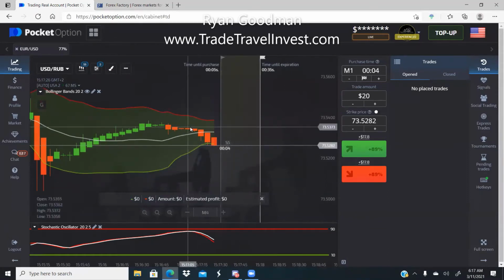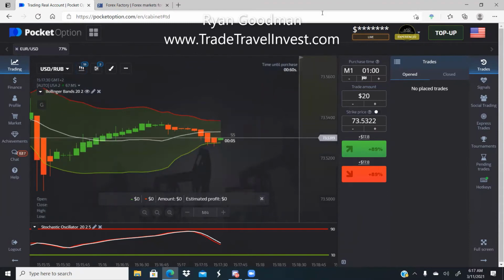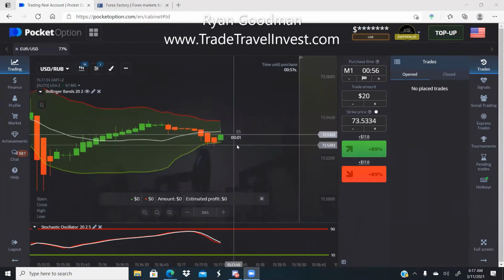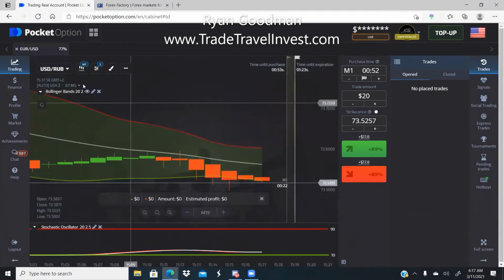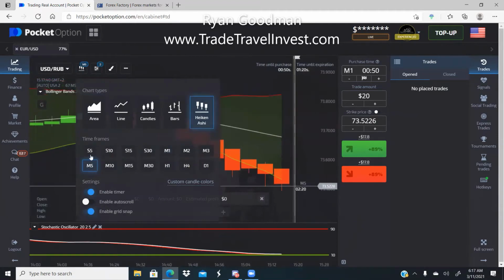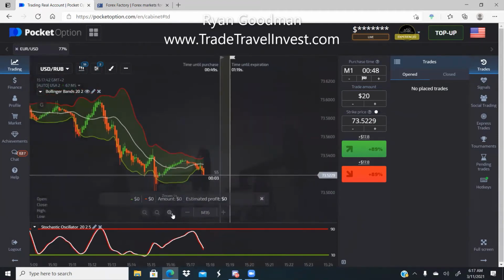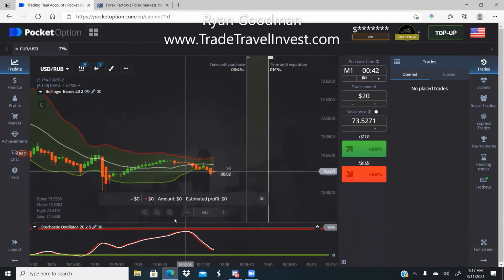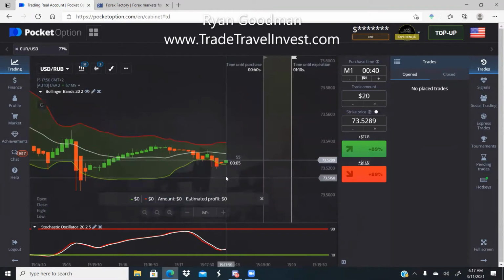If it breaks through, then we're not going to take the calls, but all right, it's starting to respect that band. Let's see if we're actually going to get this move to the upside or not. Our stochastic is starting to cross right now, so I think we are going to see that move to the upside any second now.